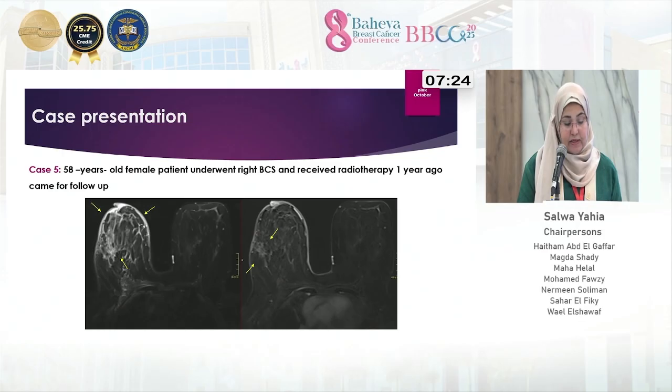58 years old female patient underwent right breast conservative surgery and received radiotherapy 1 year ago. Came for follow-up. Dynamic MRI showing right breast upper outer quadrant faint focal area of heterogeneous non-mass enhancement at the site of operative bed with diffuse edema pattern of the right breast and diffuse skin thickening denoting post-operative changes.